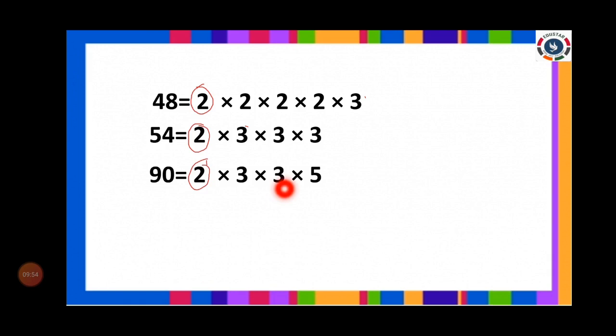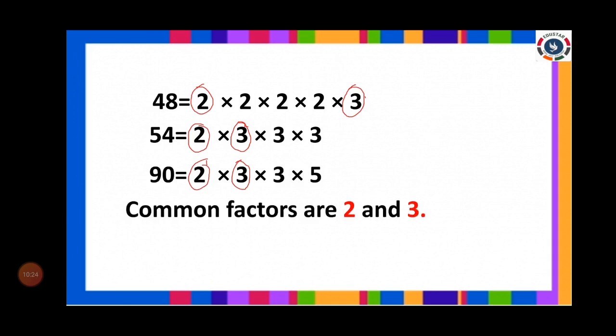And next thing, 3. 2 is over, then 3. Go with the 3. Here only one 3 is there in 48. In 54, 3 times are there. In 90, 2 times are there. But 48 alone has only 1 time of 3. So I am going to circle only 1 time of 3. Okay. The remaining are not common factors. So whatever we circled, you take and write. The common factors of 48, 54 and 90 are 2 and 3.